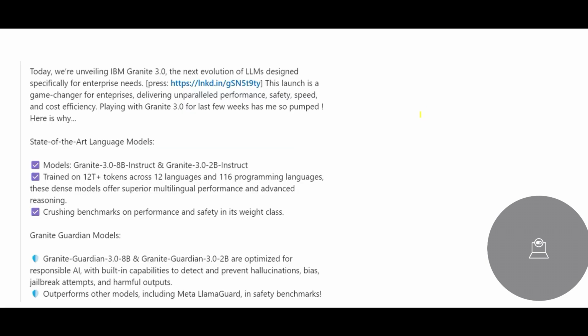So today we are also looking at Granite 3.0. This is an IBM generative AI model. So why does IBM think this is a game changer? Because it gives very high performance. That means if you ask a question, the answers are calculated very fast.